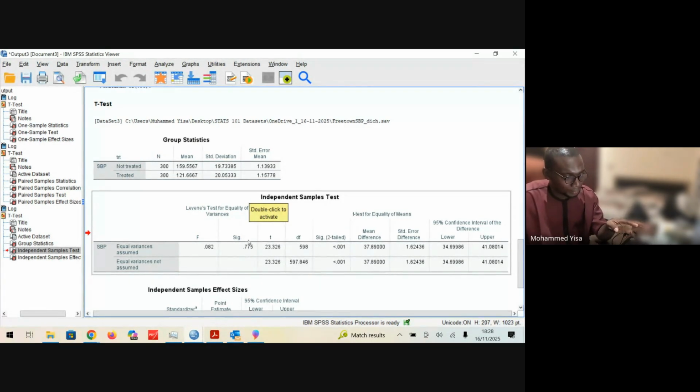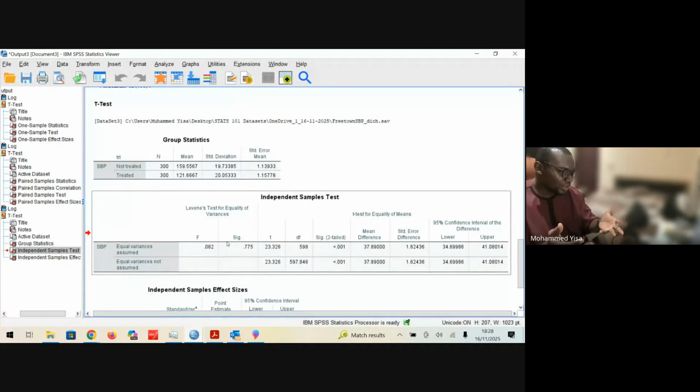This is one of the rare cases where you want to see that your p-value is not significant. Does it make sense? It doesn't make sense. But for your test of equality of variances, you want the p-value to be not significant. So if the p-value is not significant, it tells you that the variances between the two groups that you are testing are equal.